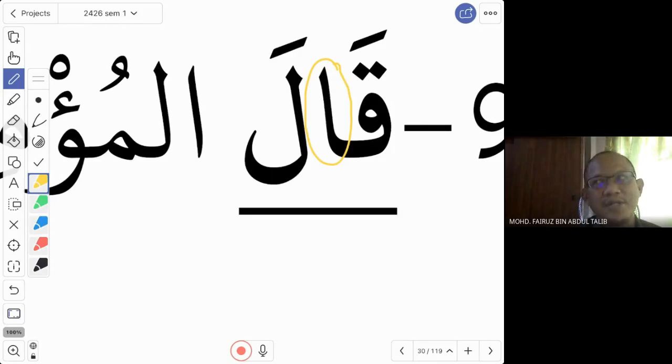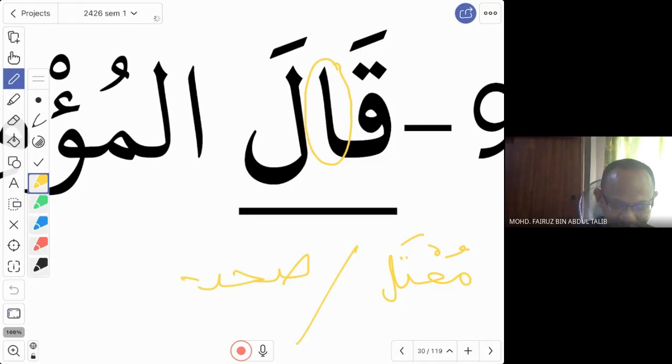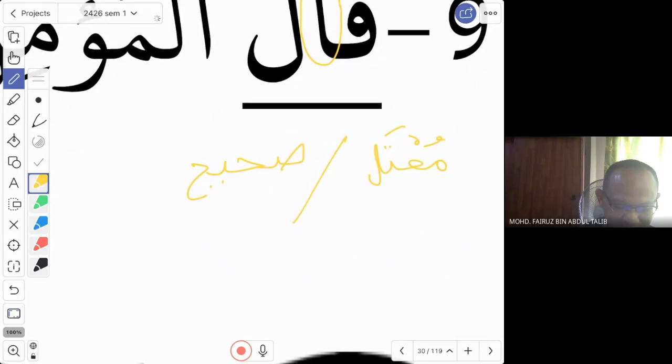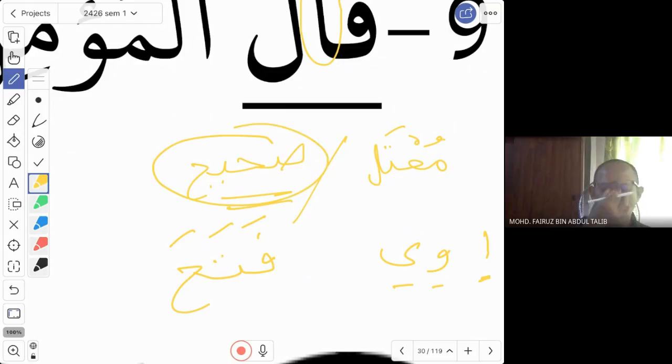I don't know whether you still remember, in level 3 or level 4, you have learned about the fi'il mu'tal and sahih. Fi'il sahih means the fi'il that does not have any alif, waw, or ya in one of the letters. For example, fataha, you don't have any of these alif, waw, ya. So this is called the fi'il sahih, the normal fi'il.